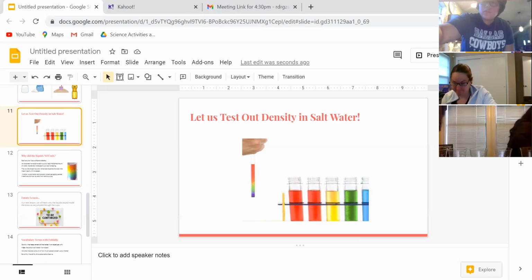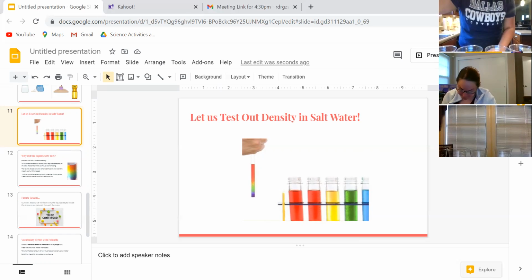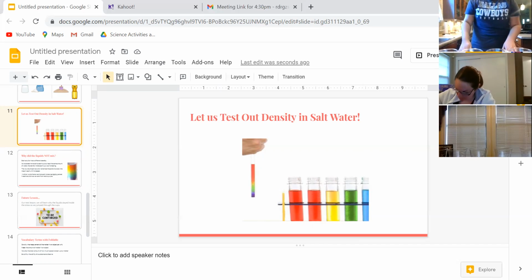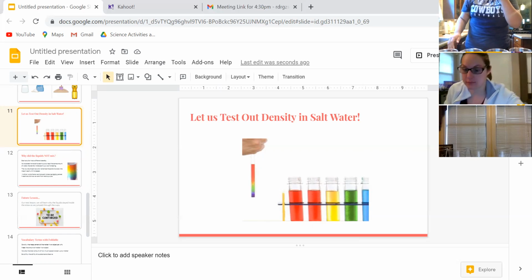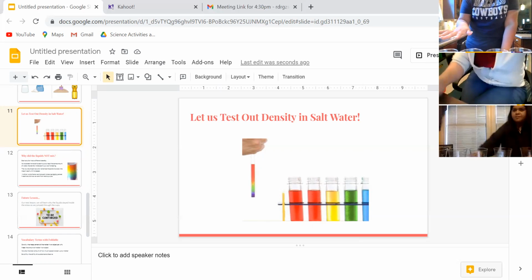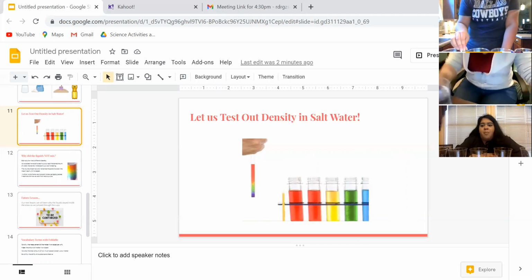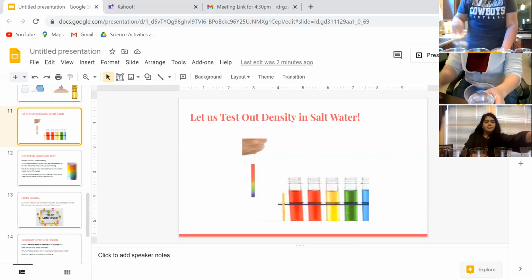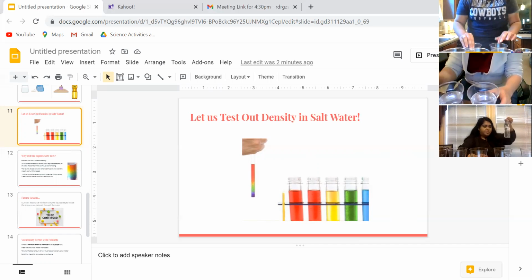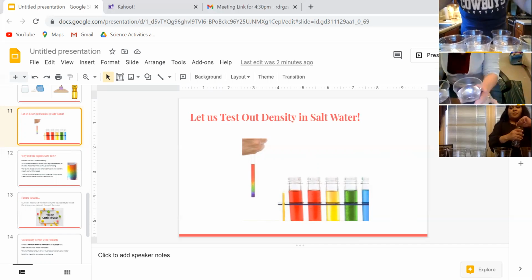Okay, awesome. So I'm going to point this down just a little more. So in this experiment, we're going to really be testing out the density of salt water and how it changes depending on how much of a substance we add to each solution. So what I want you guys to do is gather 6 clear cups with 1 cup of water in each. If you guys need time to fill that, you can go ahead and do that now.